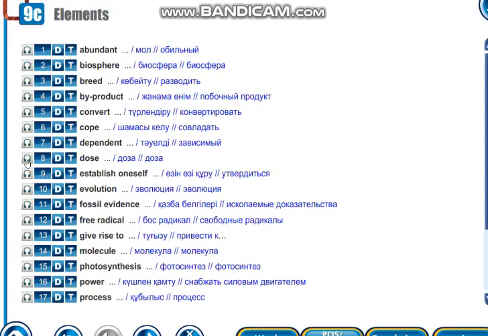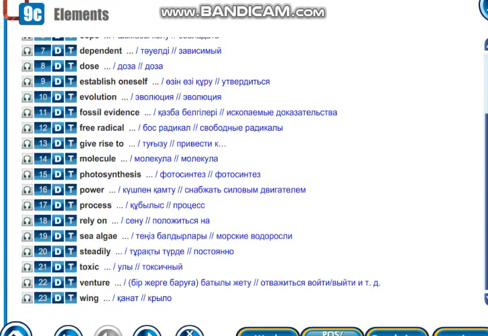dependent, dose, establish oneself, evolution, fossil evidence, free radical, give rise to, molecule, photosynthesis, power, process, rely on, sea algae, steadily, toxic, venture, wing.